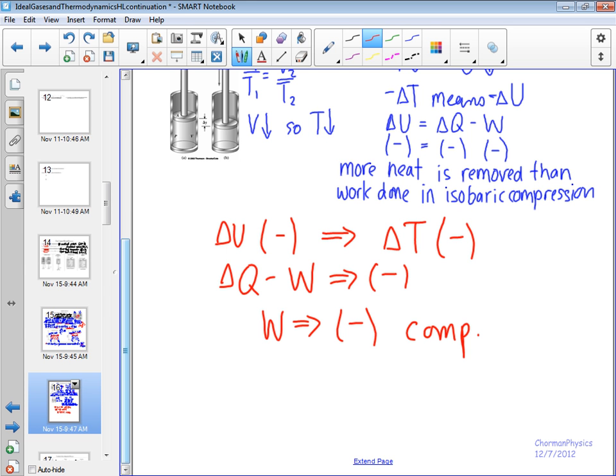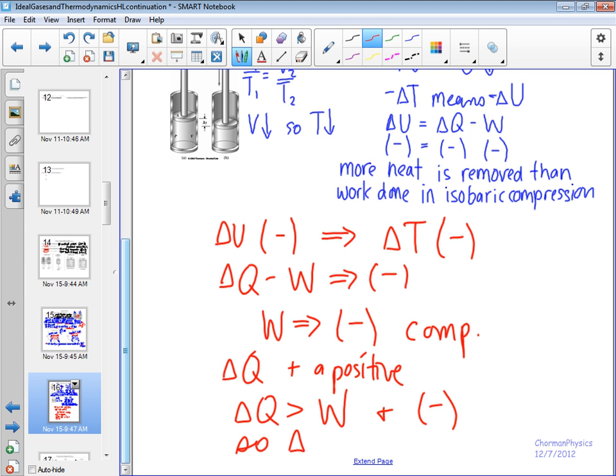Right? So if work is negative, what we have here is delta Q plus a positive, because we're subtracting a negative. So that means delta Q must be negative. In fact, delta Q must be greater than the work done on the gas, and it must be more negative, for us to have delta U negative, and that's the logic there.